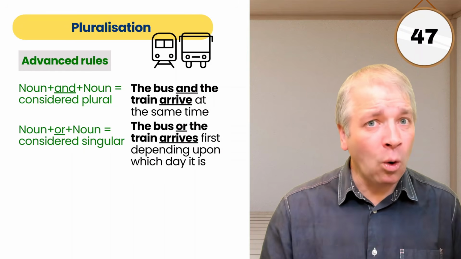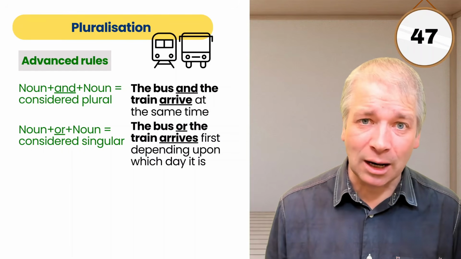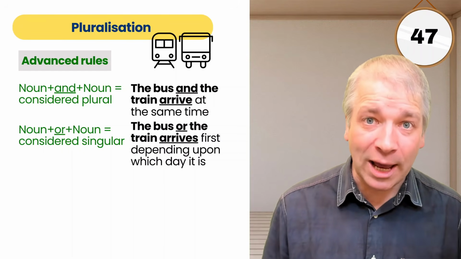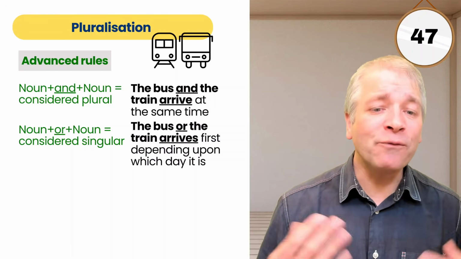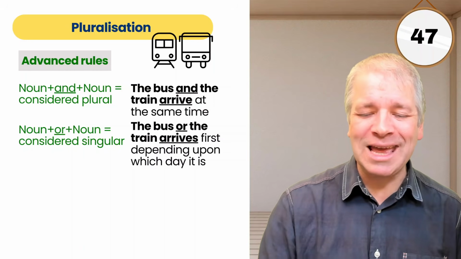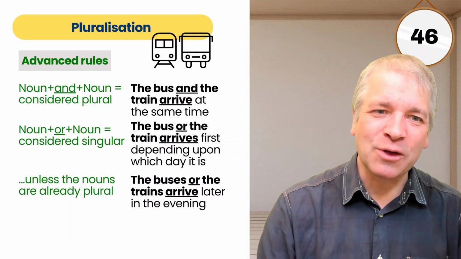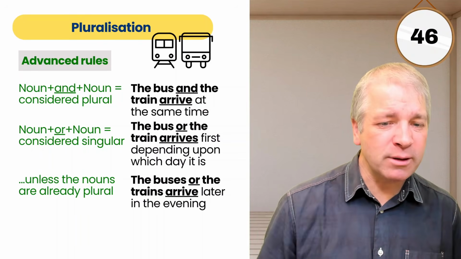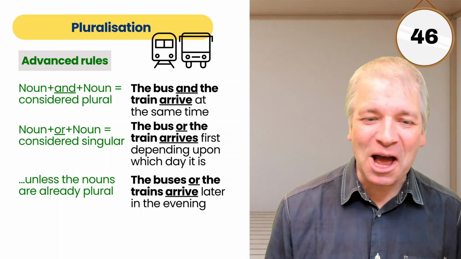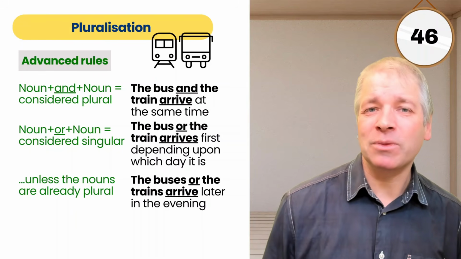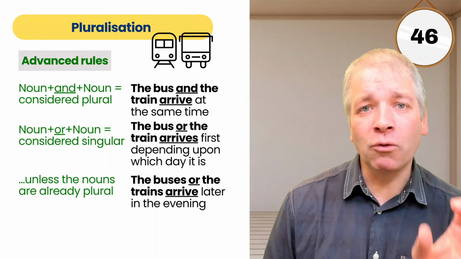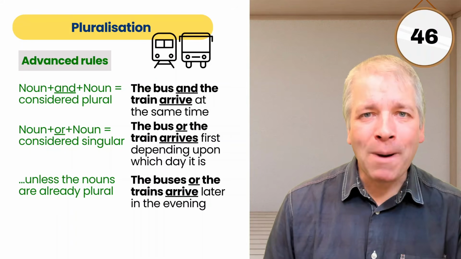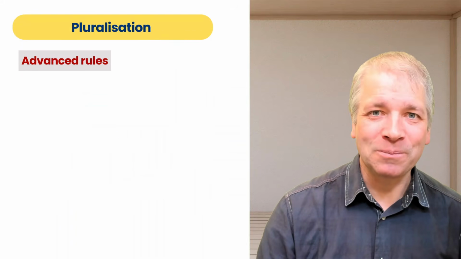But if it's noun or noun, we consider this singular. The bus or the train arrives with the S at the end, depending upon which day it is. That is unless the nouns are already plural themselves. So the buses or the trains arrive later in the evening. So here if we have 2 plural nouns joined by or, we go back to using the plural verb.